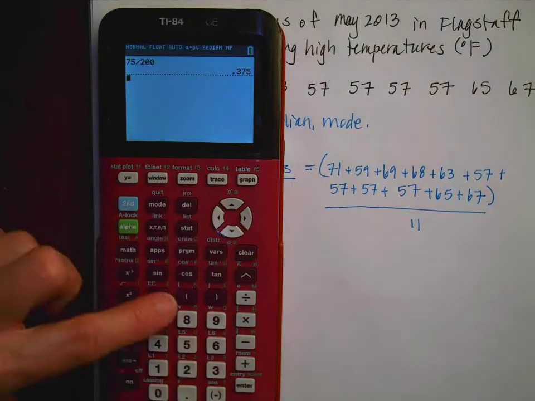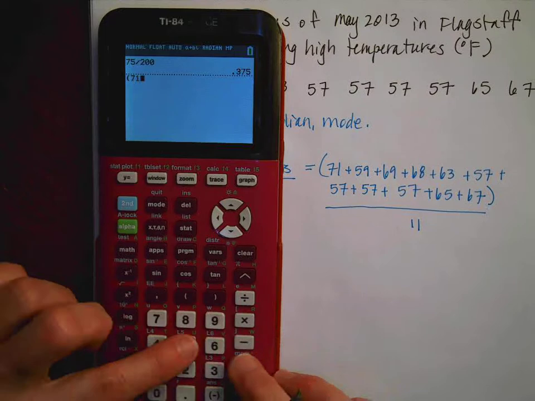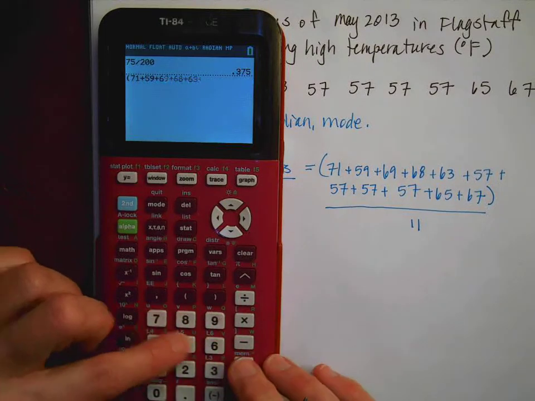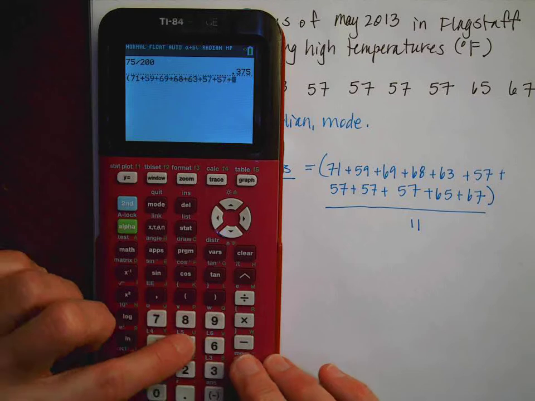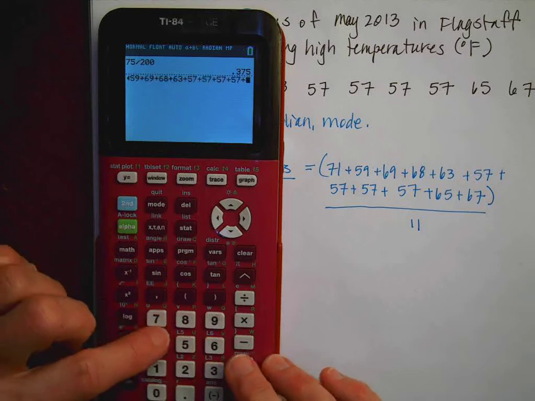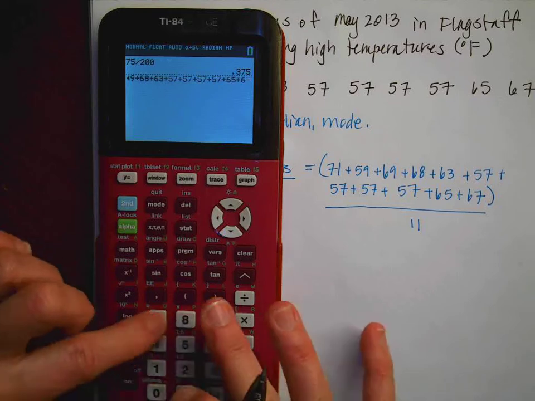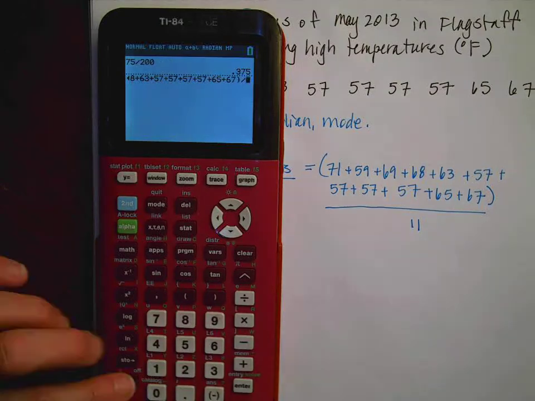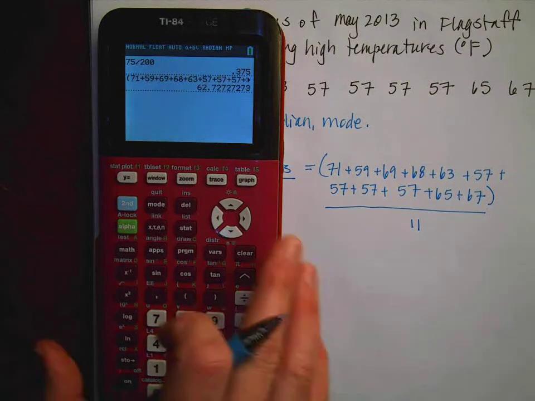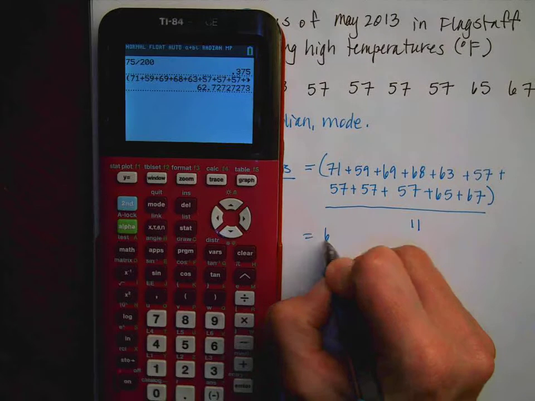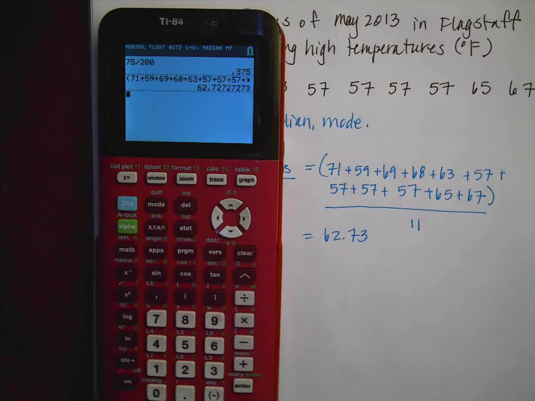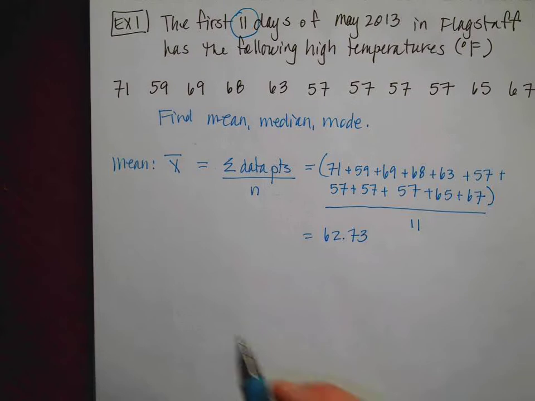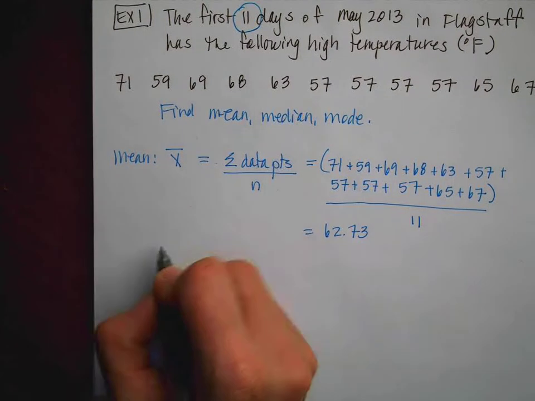So you can do all this in one fell swoop on your calculator. So I would do 71 plus 59, 69, 68, 63, 1, 2, 3, 4, and then I have 65 and 67, close, divided by, and then that number at the bottom was 11, and I hit enter, and I got 62.73. Okay, if we round to the second decimal place.